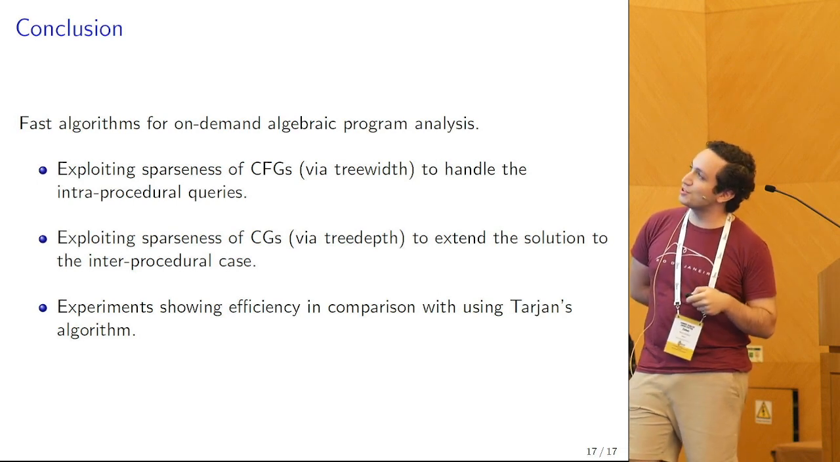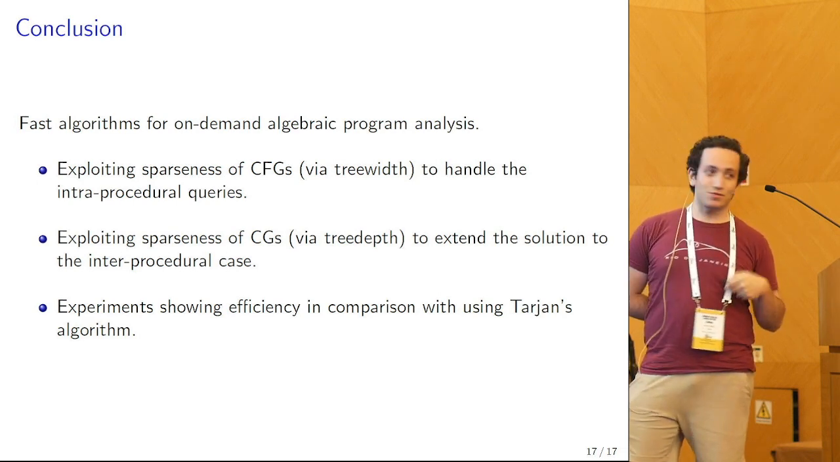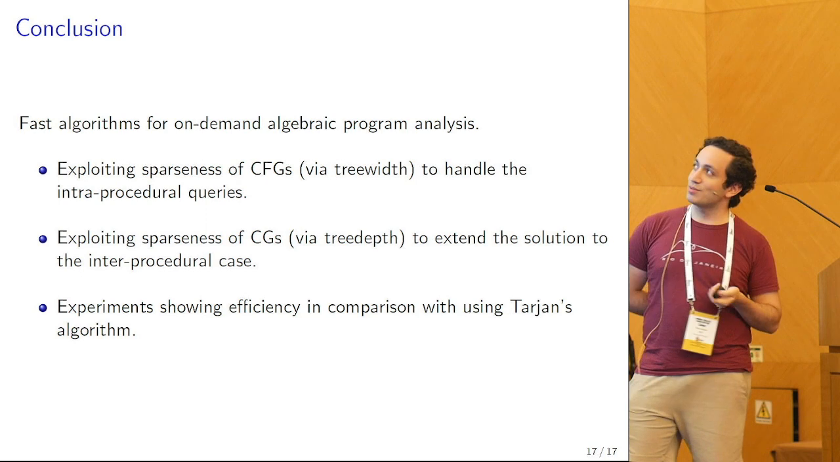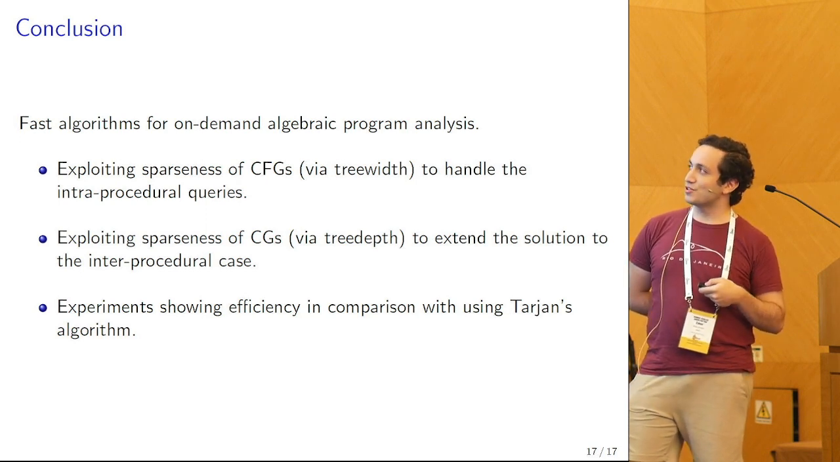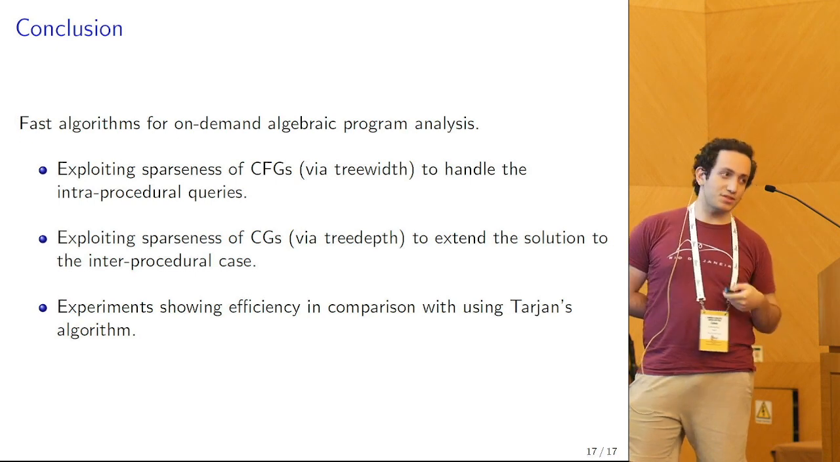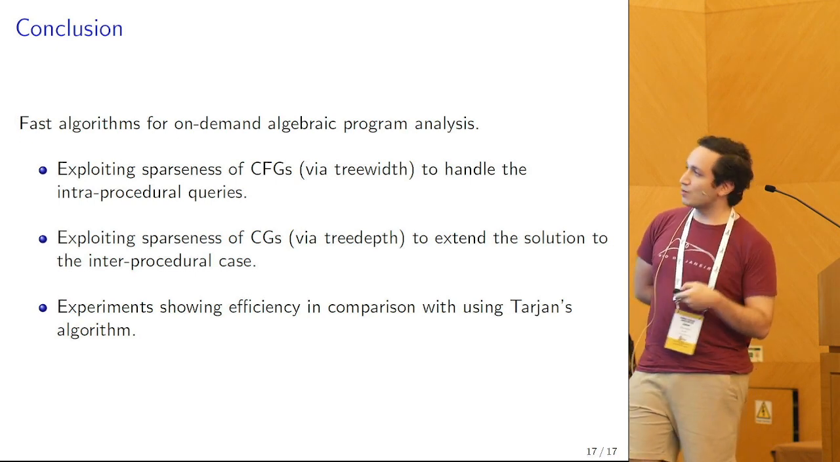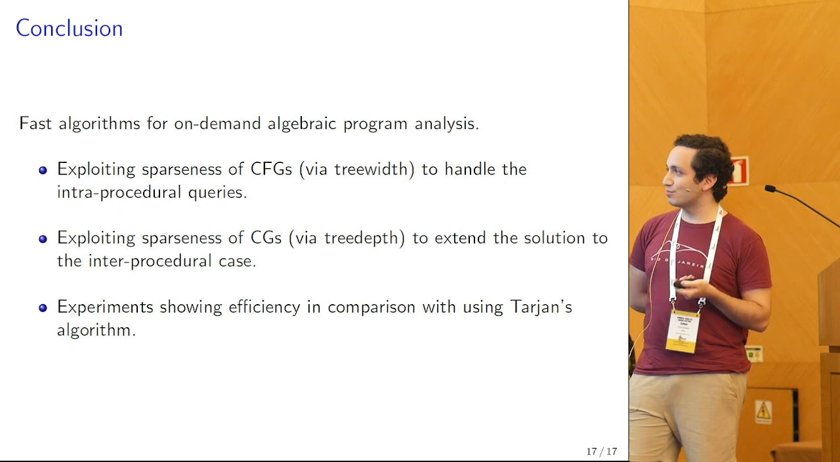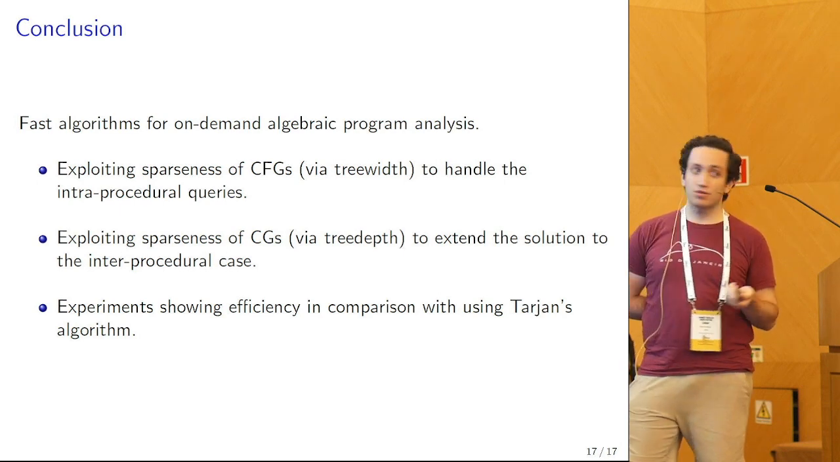For the intraprocedural case, we exploited sparseness of control flow graphs, and we captured it by Treewidth. In the interprocedural case, we looked at another graph, the call graph, and we captured its sparsity by Treedepth. And we gave experiments showing that our algorithm is faster than using Tarjan's algorithm for every query.